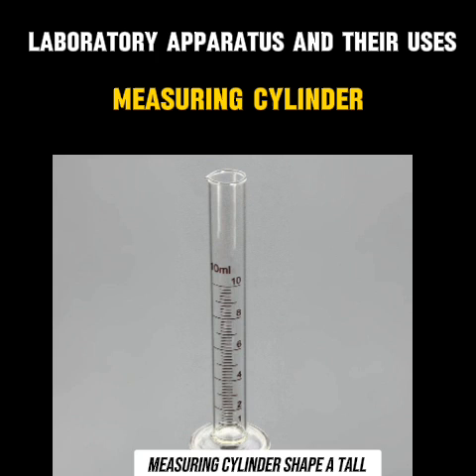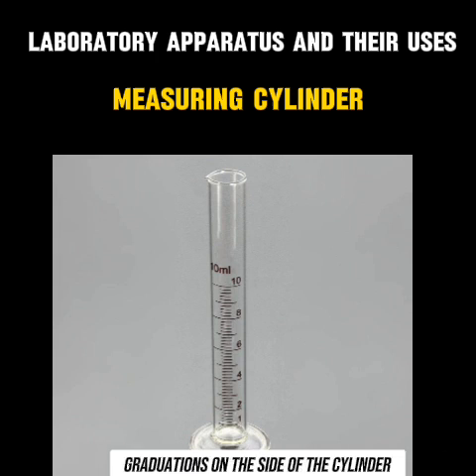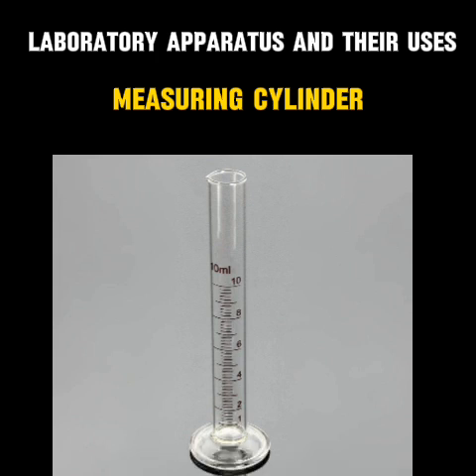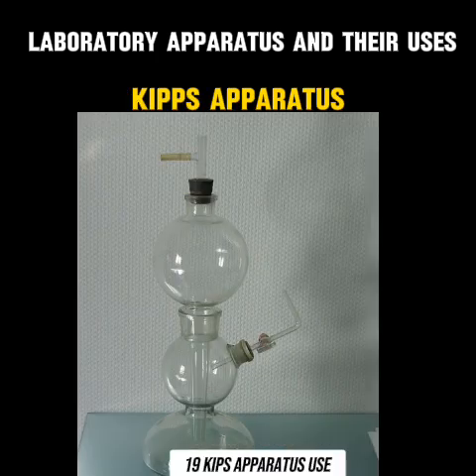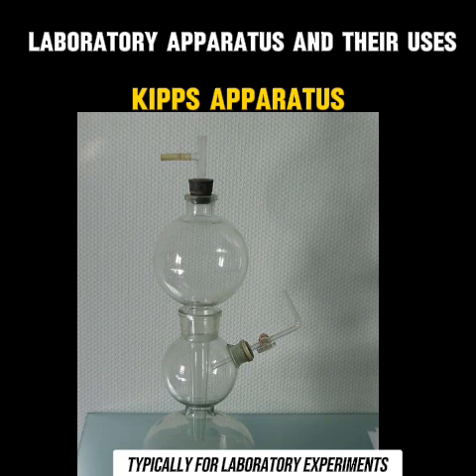18. Measuring cylinder. Shape. A tall, narrow cylindrical container. Use. Used to measure the volume of liquids accurately. Graduations on the side of the cylinder allow for precise volume readings. 19. Kipps apparatus. Use. A piece of equipment used to generate gases in small quantities, typically for laboratory experiments. It allows for the intermittent release of gas, often used in generating gases like hydrogen or carbon dioxide.